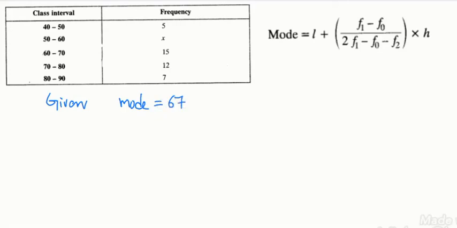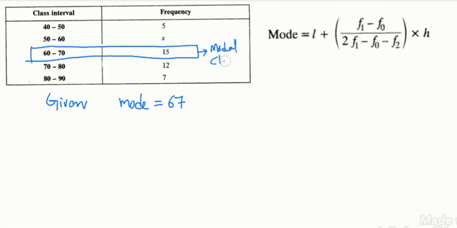So once the mode is given, immediately we can find the modal class. So 60 to 70. Mode 67 will lie in between 60 to 70. So this is your modal class. Let's mark the modal class.